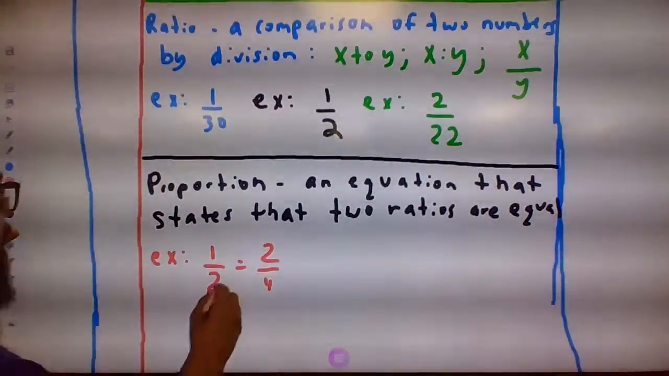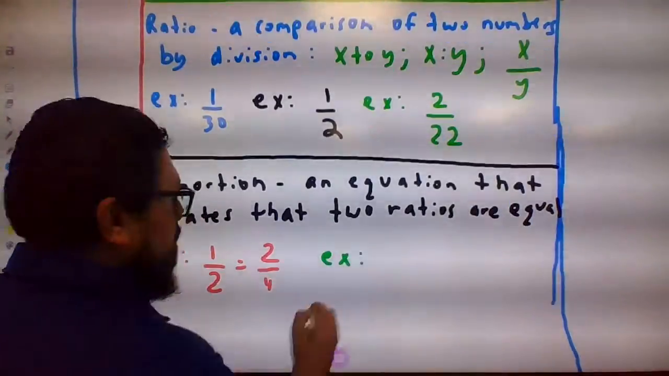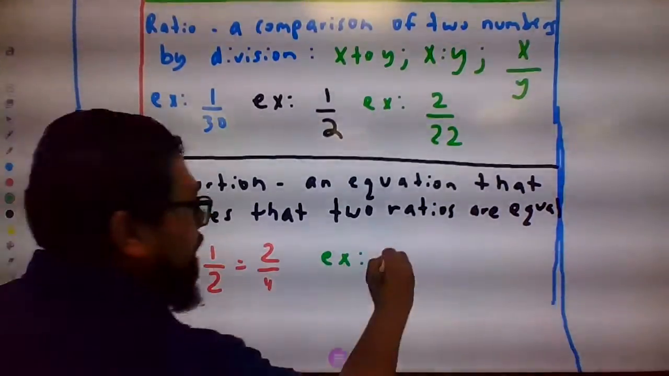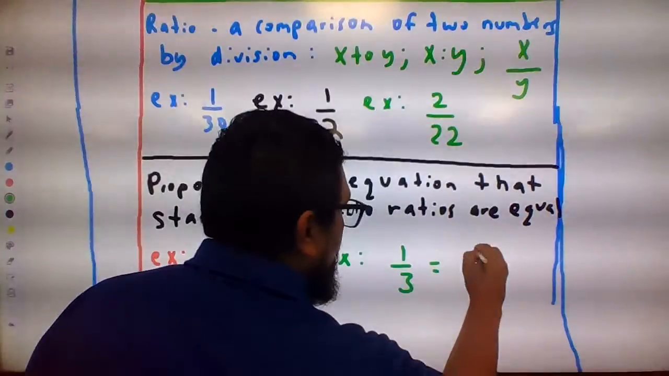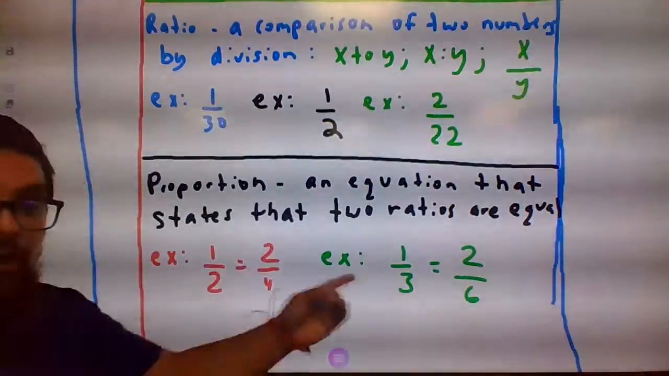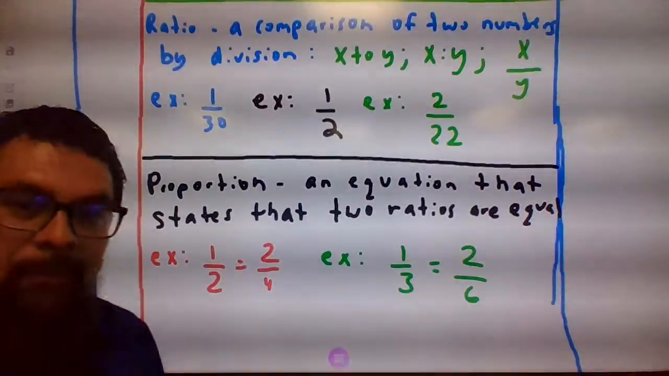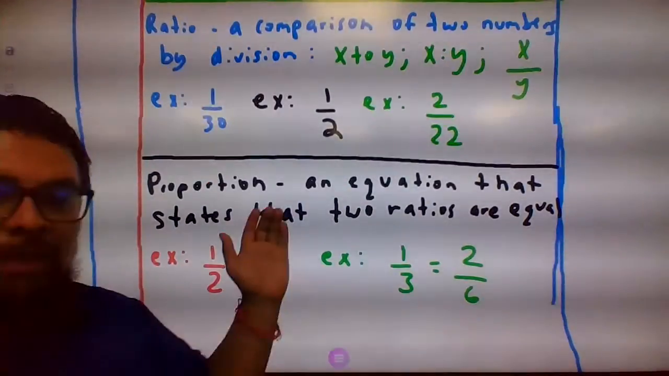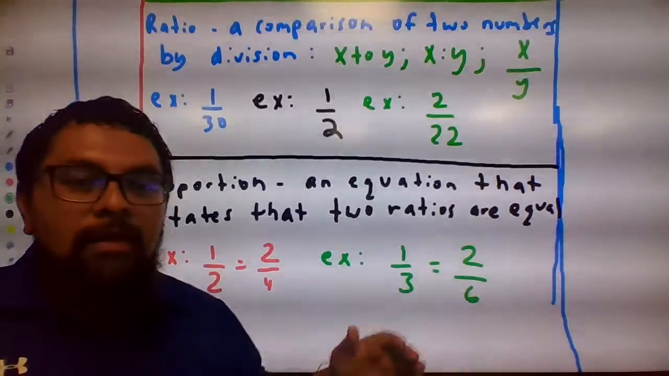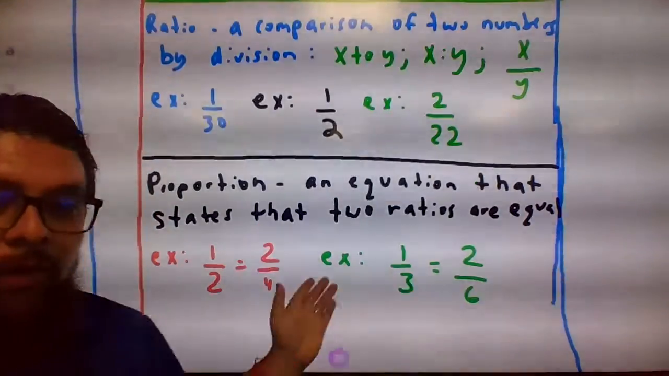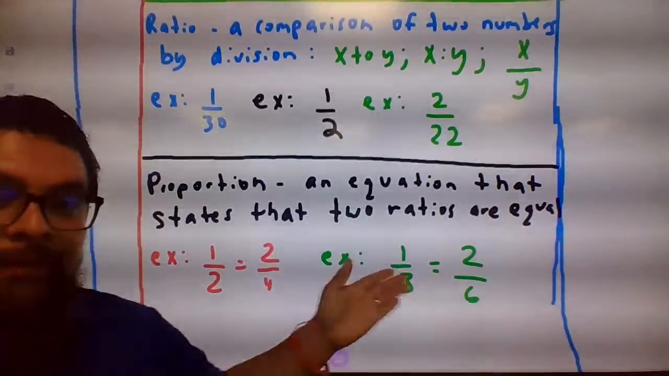I'll give you another example. 1/3 is equal to 2/6. Okay, we know they're equal. These are much easier, right? They're real simple. Okay, there's really no further explanation with this, but we are going to get into some more difficult numbers to determine if they are equal or not.